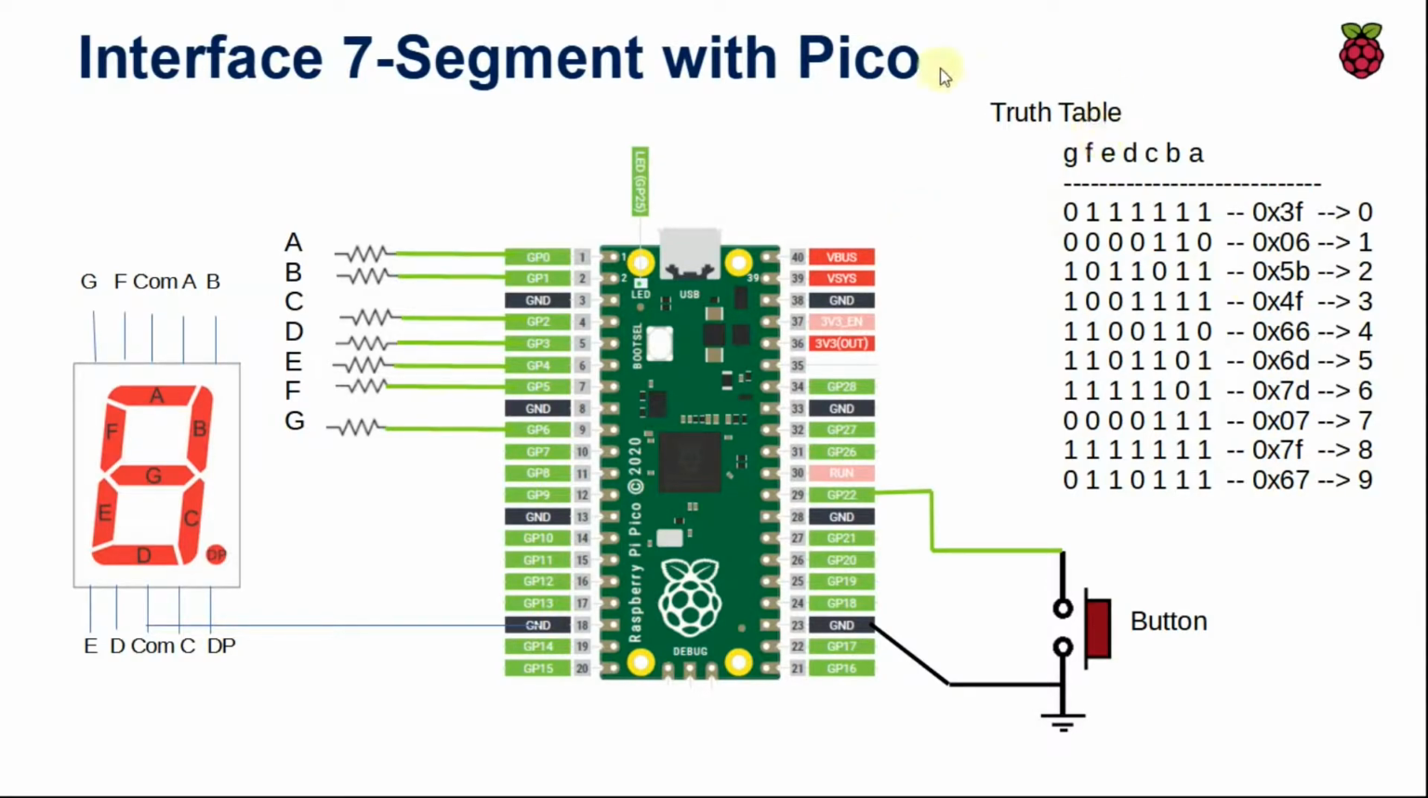So we are going to code this 7 segment display in two parts. In the first part, I am going to increment the numbers from 0 to 9, and in the second part we will also add the button functionality. Let's get started with the code.